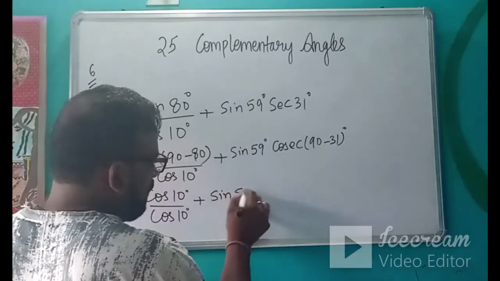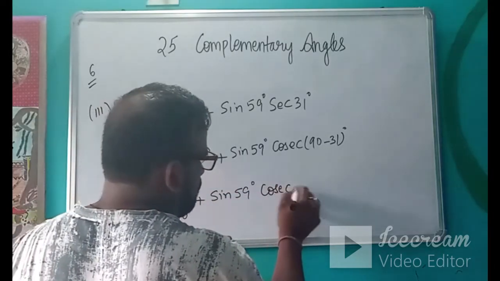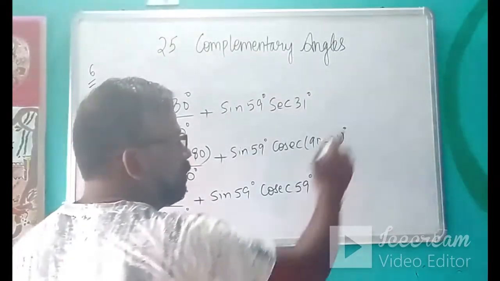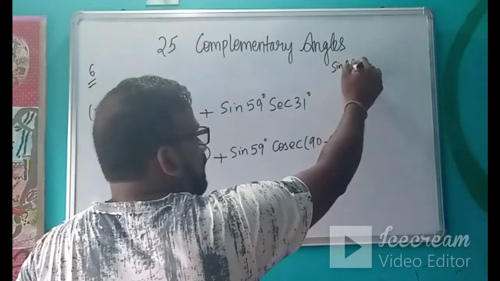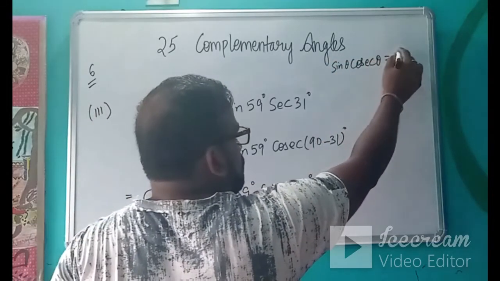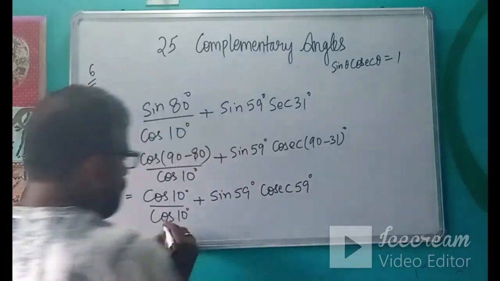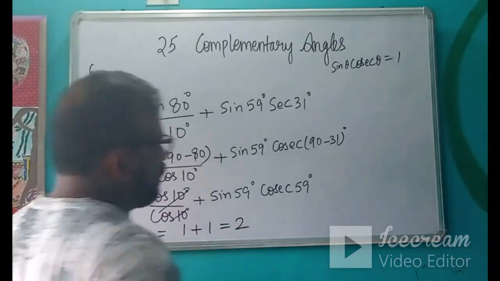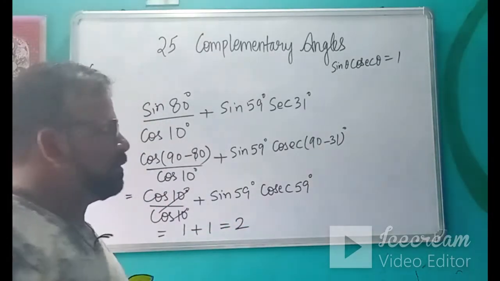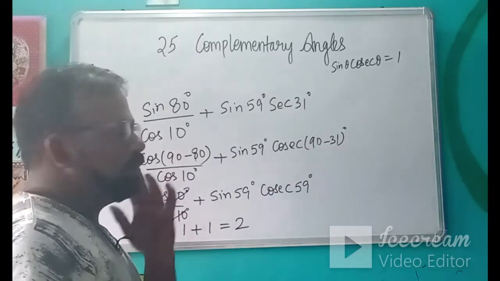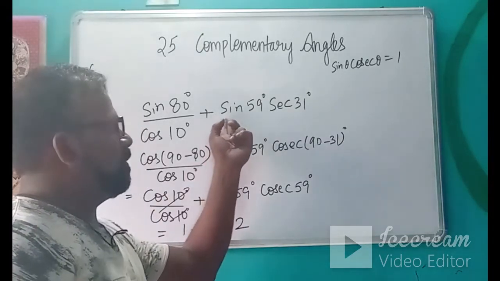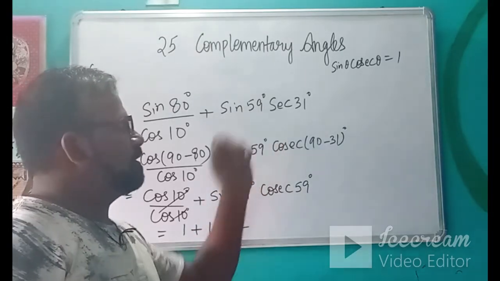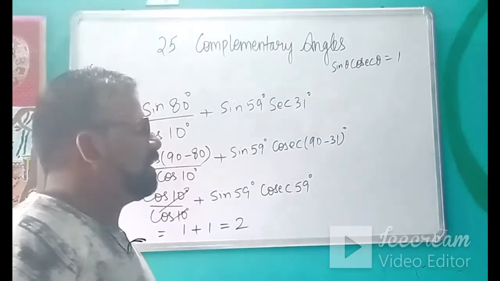sin 59 degree and cosec 59 degree. Now once again we will use a reciprocal relation, that is sin theta into cosec theta equals 1. So we will replace this. What you will get? It becomes 1 plus 1, that is 2. Okay, so you can see these are not very difficult questions. Only thing that you keep in mind is what you are going to do: either you are replacing the trigonometrical ratio or you are replacing the respective angle into its corresponding complementary angle.